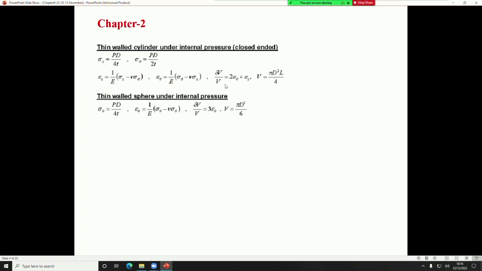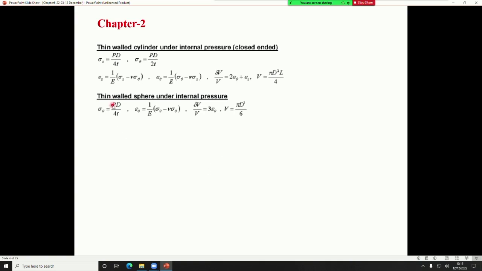So this is the volumetric strain for a thin-walled cylinder, which is twice the hoop strain plus the axial strain. And this year I added this equation as well, the volume of a cylinder. I noticed some students don't use the right equation for the volume of the cylinder. Everything else is correct, but this volume sometimes is not correct, which is a bit funny, because you learned it many years ago.